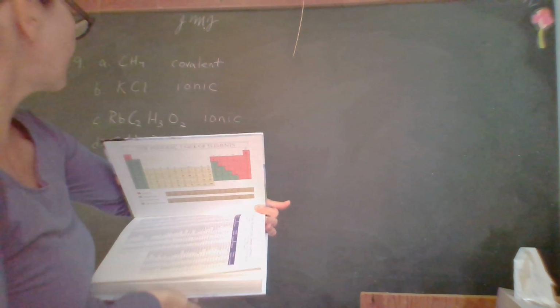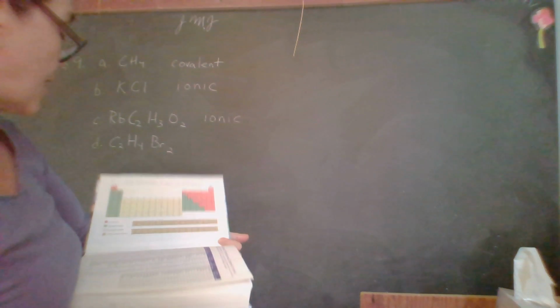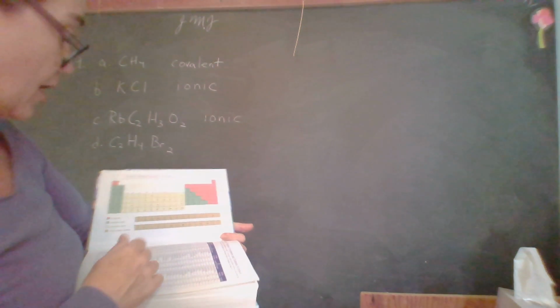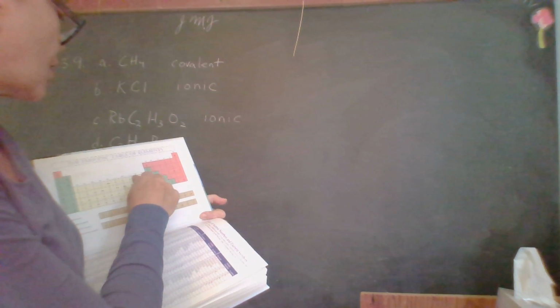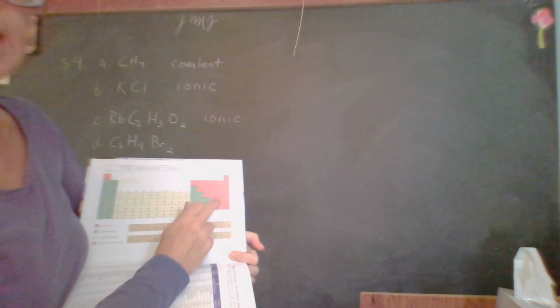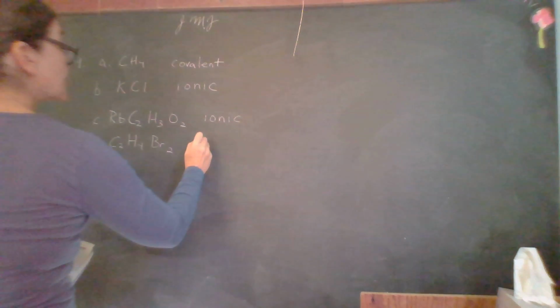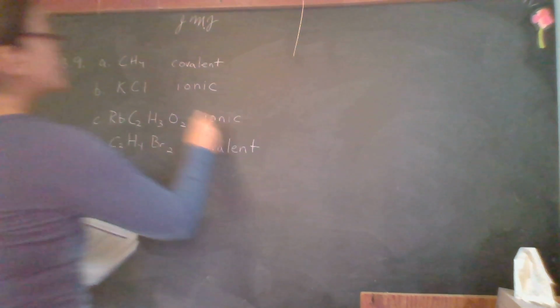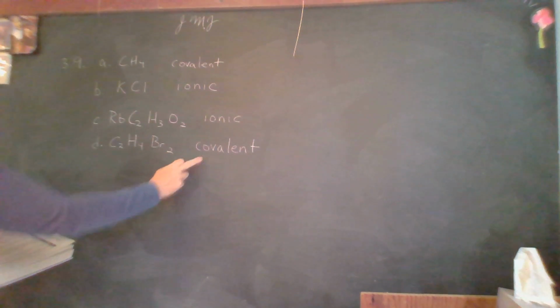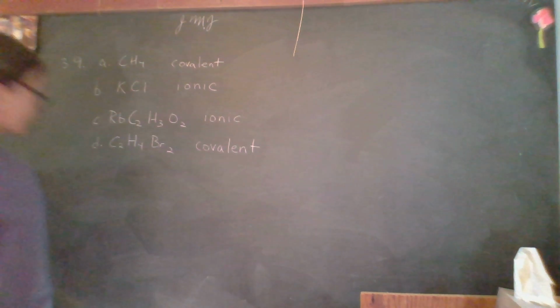And letter D, C2H4Br2. We know that C and H are non-metals. How about this Br? Bromine, number 35. Bromine is not a metal, so it is covalent. Okay? So covalent, ionic, ionic, covalent.